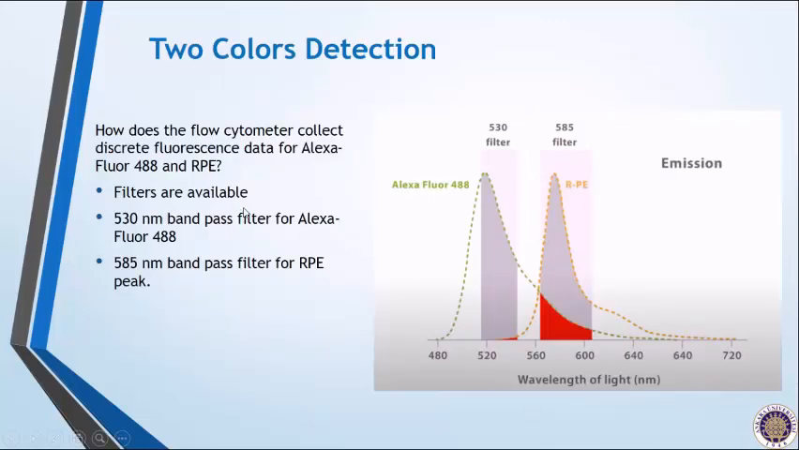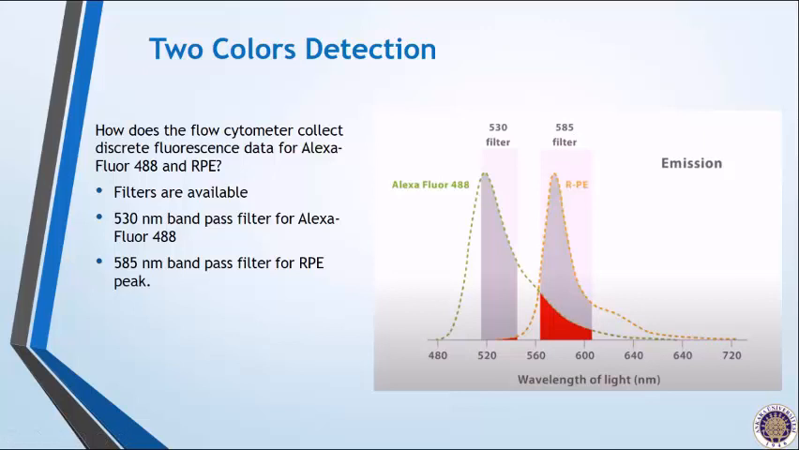We said that more than one fluorochrome can be used simultaneously if each is excited at 488 nanometers and if the peak emission wavelengths are not extremely close to each other. But how does the flow cytometer collect discrete fluorescence data for Alexa Fluor 488 and RPE? Filters are available that can capture the peak fluorescence from each of these molecules. A 530 nanometer bandpass filter will collect most of the Alexa Fluor 488 peak, and a 585 nanometer bandpass filter will collect the bulk of the RPE peak.